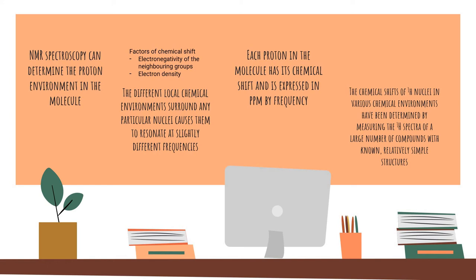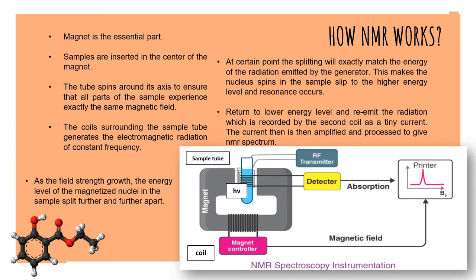With that, thank you. In this part, we will discuss how NMR works. As we know, the essential part of an NMR spectrometer is the magnet. The sample is inserted in the center of the magnet. Inside, there are two coils of wire that are used to excite the sample and record the signal response at radio frequency. The tube that contains the sample spins around its axis to ensure that all parts of the sample experience exactly the same magnetic field.